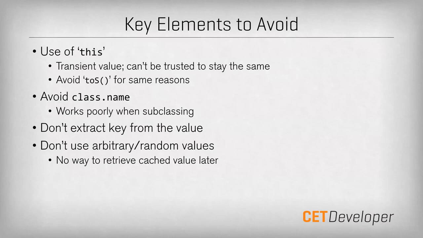For a lot of objects, toString is a bad thing for the same reason. I think the default toString method just looks at your class name and then an ID, which is made out of your pointer. So it's not very consistent, and so it doesn't make a good caching key.